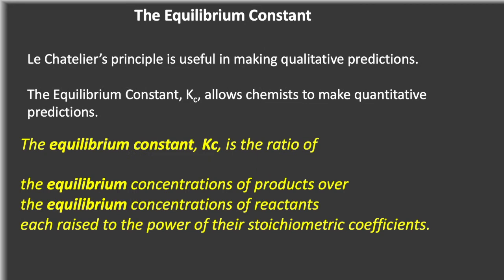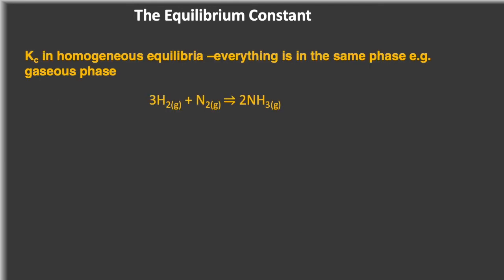So, what is Kc? Well, it's the ratio of the equilibrium concentrations of the products divided by the equilibrium concentrations of the reactants, and each has been raised to the power of its stoichiometric coefficient, which seems quite a complex definition, but is actually quite straightforward. First of all, for homogeneous equilibria, where everything is in the same phase, this is often everything in the gaseous phase or everything in the aqueous phase.